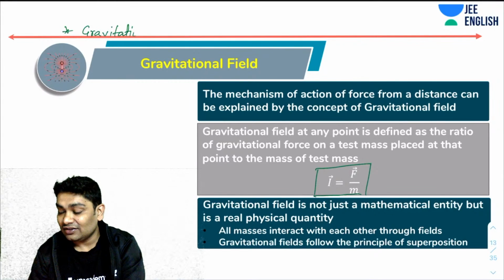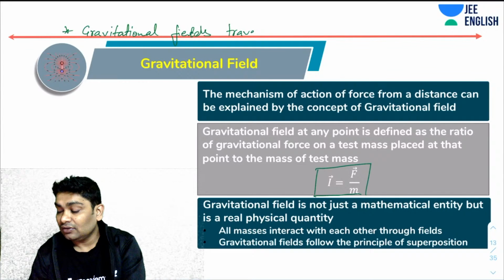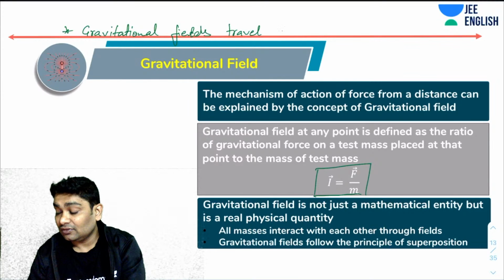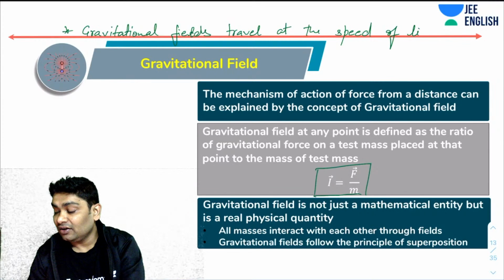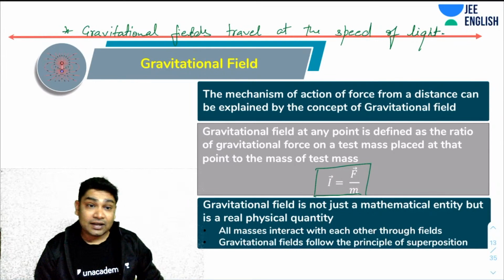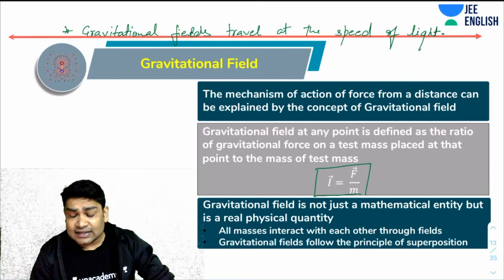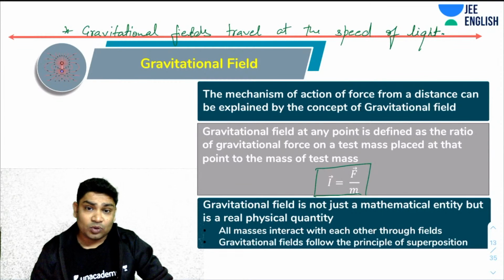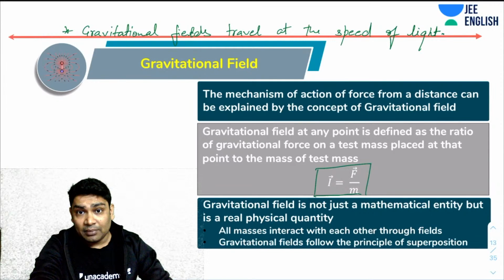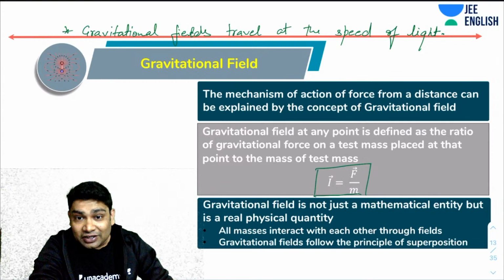Gravitational fields travel at the speed of light. What that essentially means brings you to a very interesting consequence. The interesting consequence is, as I said, it's the field that is exerting the force, and not the masses that are actually exerting forces.